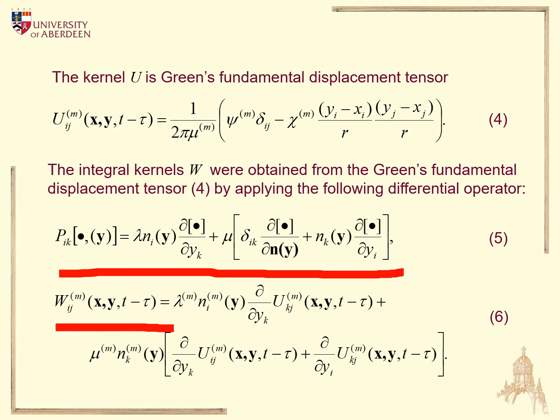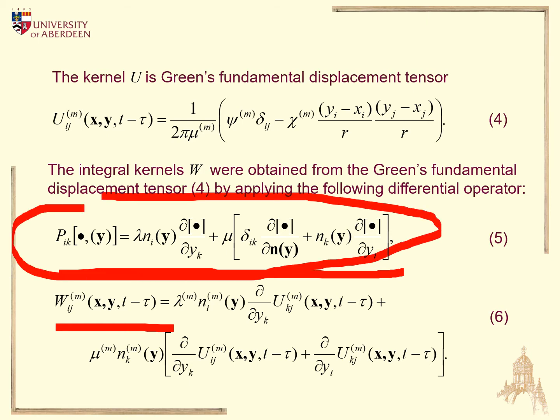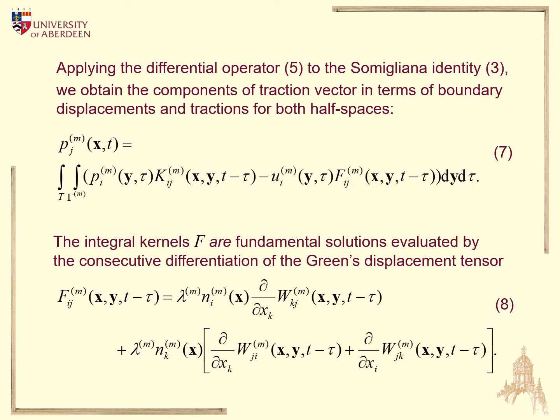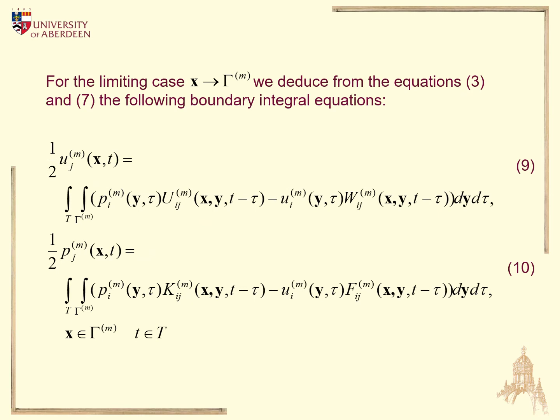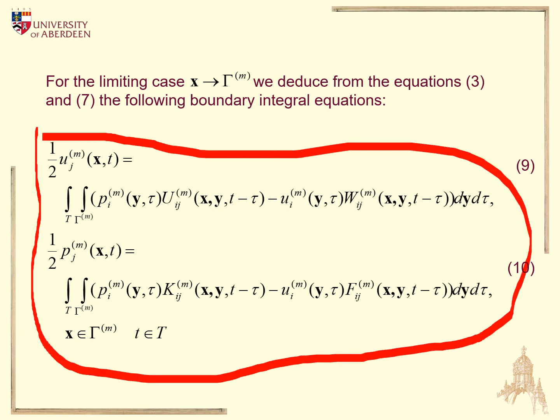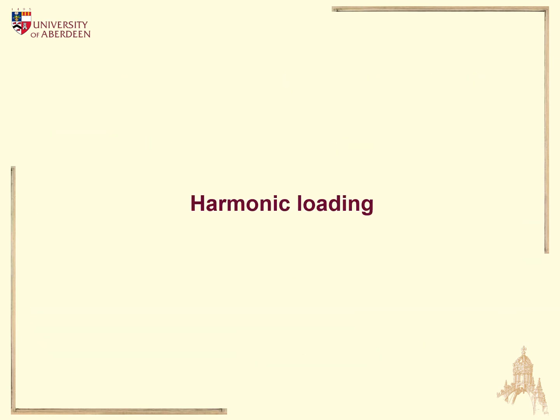Furthermore, if you apply this differential operator to the Somigliana dynamic identity, you would obtain a slightly different representation. So you would be able to calculate tractions everywhere from tractions and displacements at the interface. Kernels K and F may be obtained from kernel W using the same differential operator. And if you go to the limiting case, to the interface, then you would obtain the following set of integral equations for tractions and displacements.